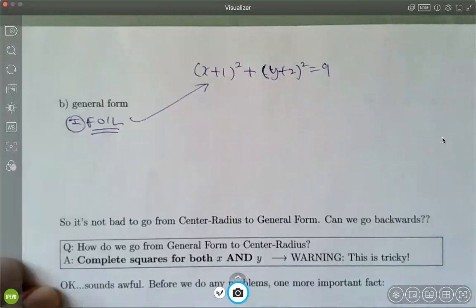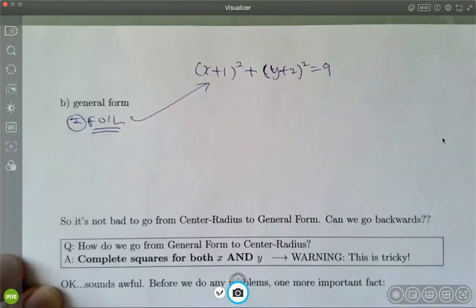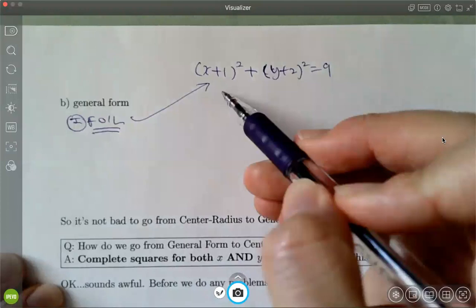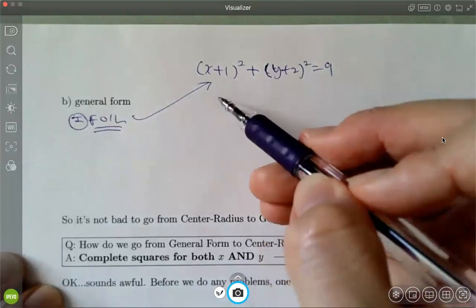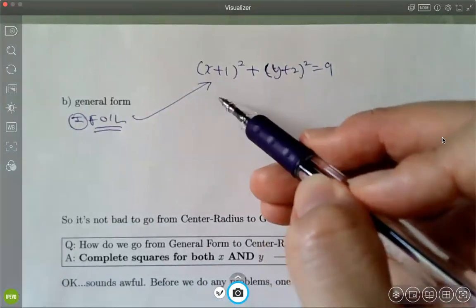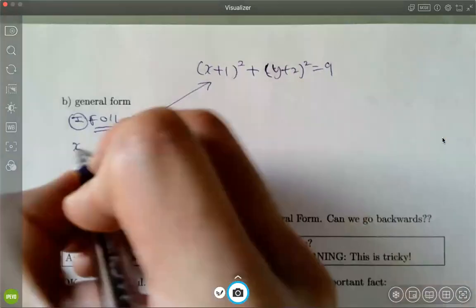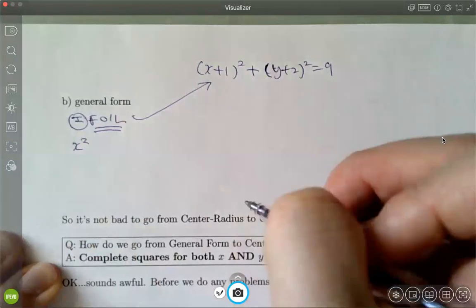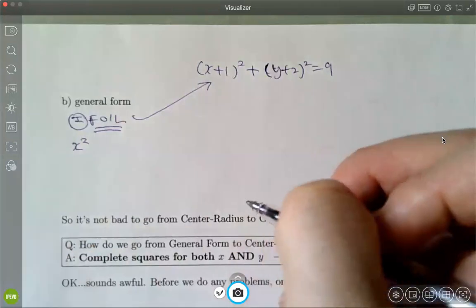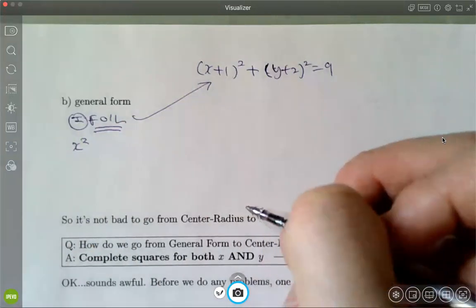Is it x squared plus 1? When you FOIL this, do you get x squared plus 1? No, right? What do you get? X squared. And then what's next? So when you combine the two middle terms, what do you get? X squared plus x plus 1.